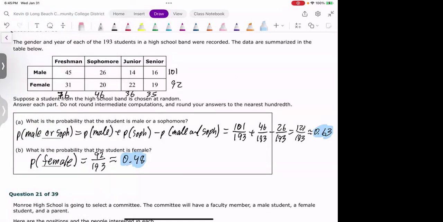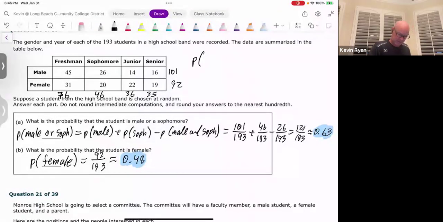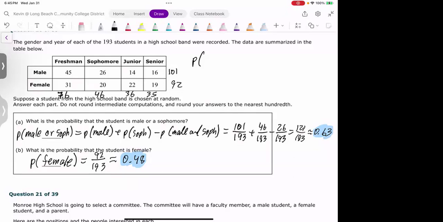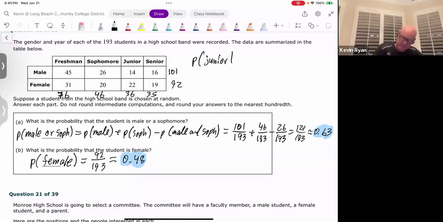Professor, can you do one that says, given the probability the student was a female given it was a junior, for example? I get confused on that one. So let's say probability female. Let's see. Given that it was a junior. Probably just junior. Yeah. Given it's female. Okay. So this is going to be the number of junior females.